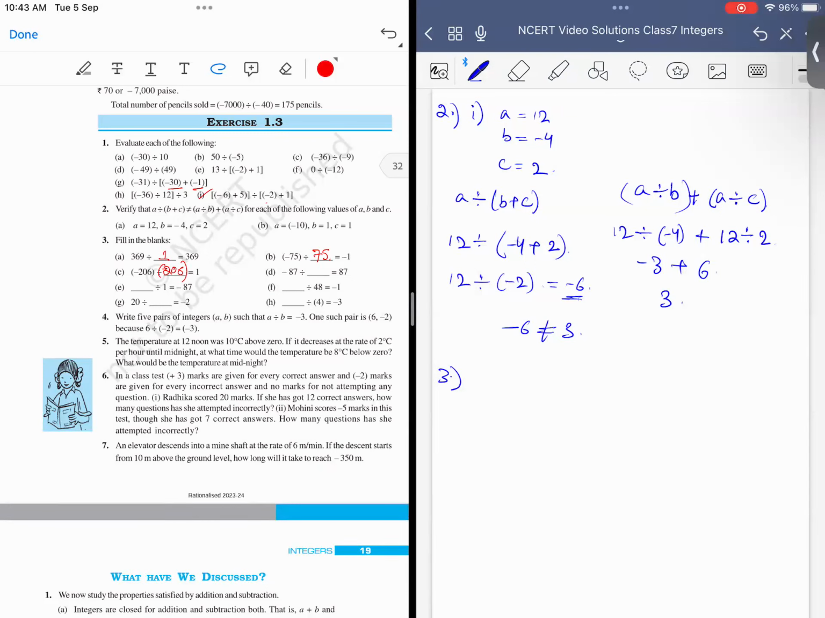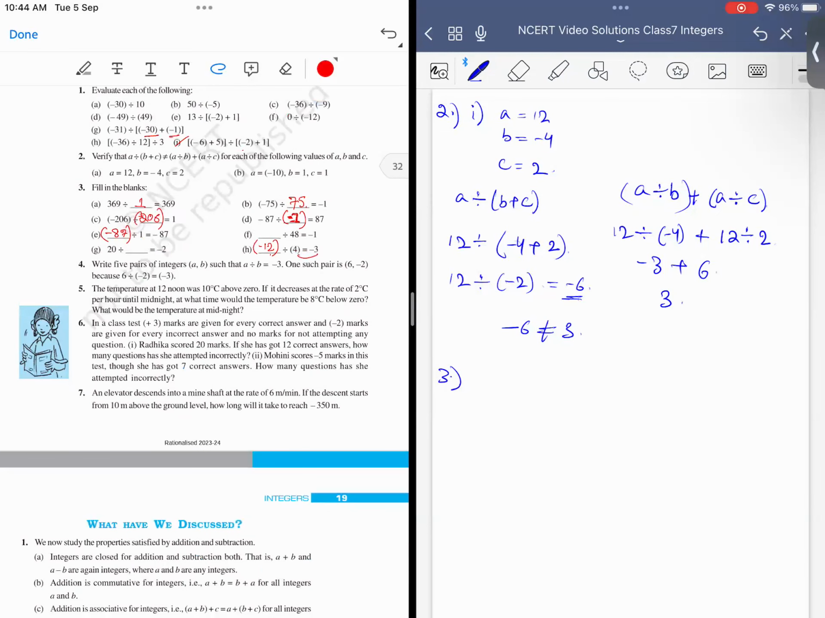Minus 87 divided by what? A negative 1. That is why it's coming out to be positive 87. Likewise, dash divided by 1 gives minus 87. So minus 87. Likewise, dash divided by 4 gives what? So what you can do is multiply 4 into minus 3, that is minus 12, because we know that divisor into quotient gives the dividend.